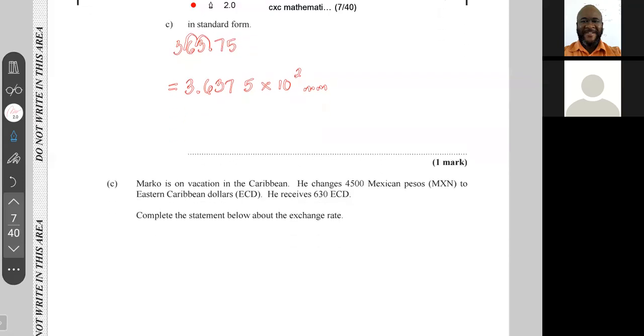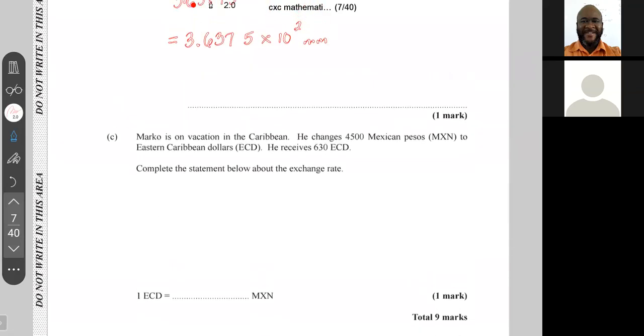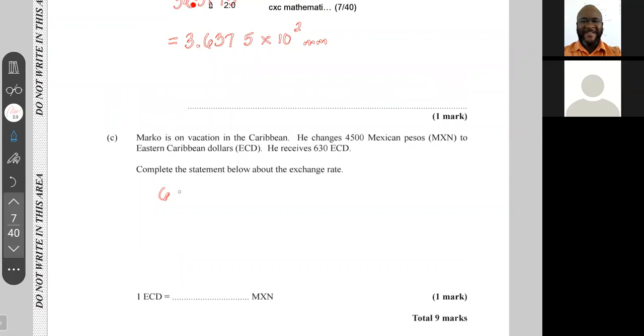This says Marco is on vacation in the Caribbean. He changes 4,500 Mexican pesos to Eastern Caribbean dollars. He received 630 EC dollars. So complete the statement. All right, so 630 Eastern Caribbean dollars is equal to 4,500 Mexican pesos.